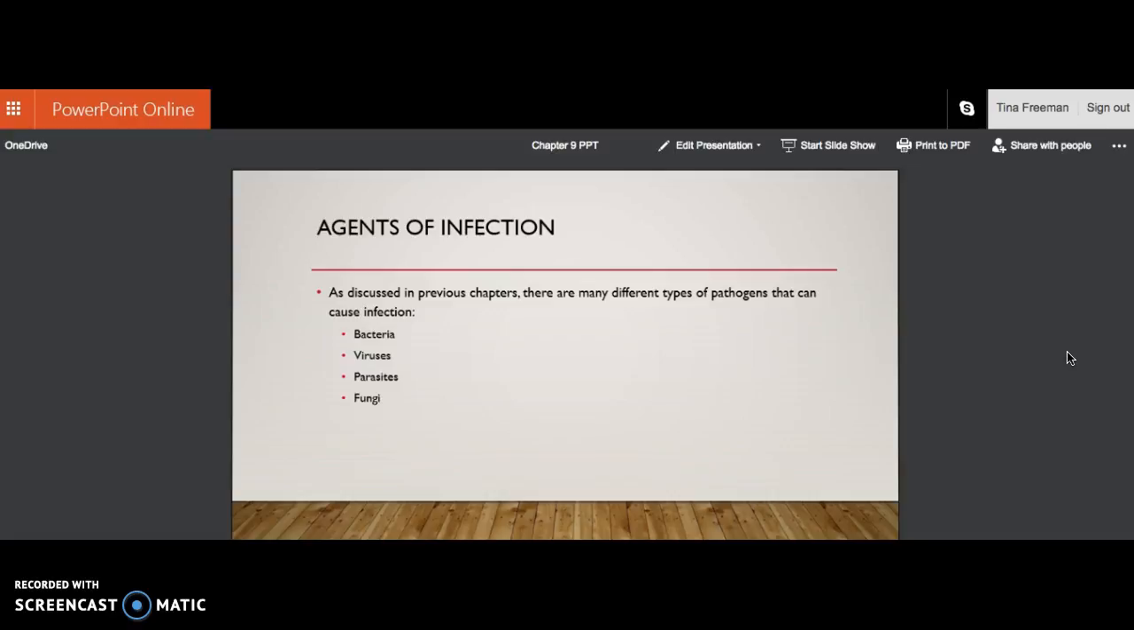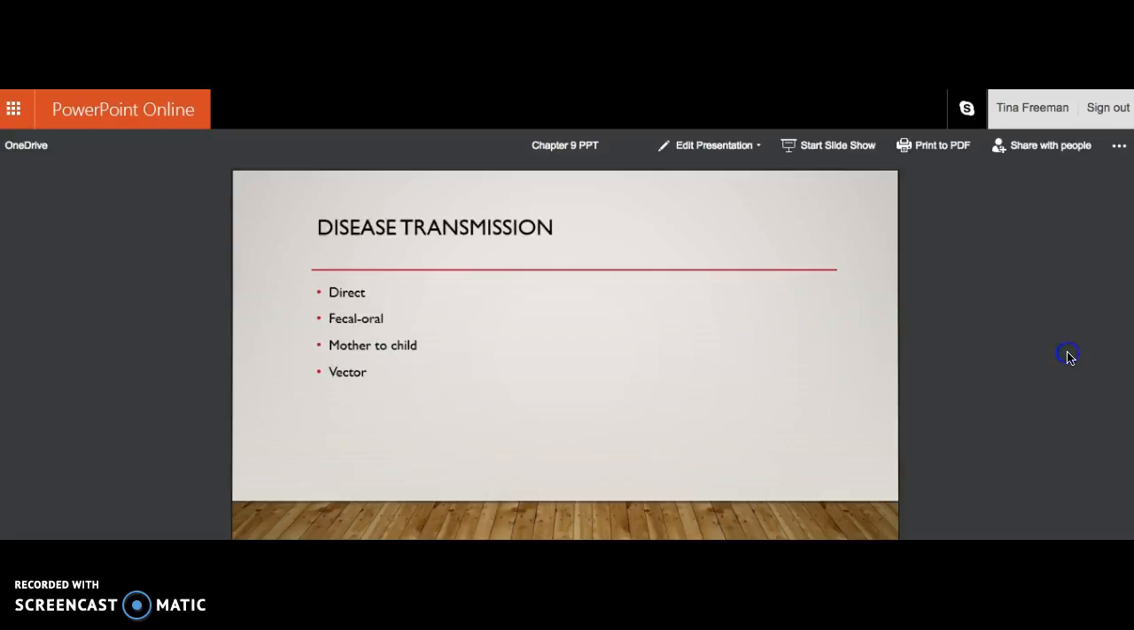Then we have parasites. So that's just like it sounds. That's your insects, flies, fleas, ticks, mosquitoes. Viruses would be those very much like our colds. It's a cold virus. That's why an antibiotic does not work for it. And then we have bacteria.